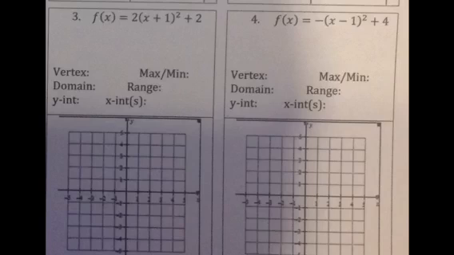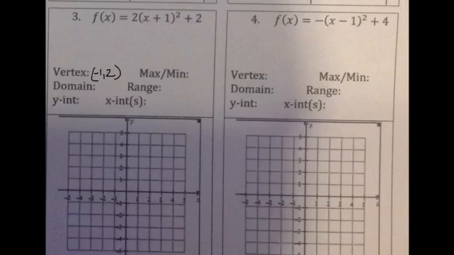Alright, number 3, again, another function in vertex form. The h value is negative 1 because this is a plus 1, so that means that h has to be negative 1, because the formula is x minus h. So if this is plus, that means h is negative 1, and k is positive 2. So that's your vertex, negative 1, positive 2.